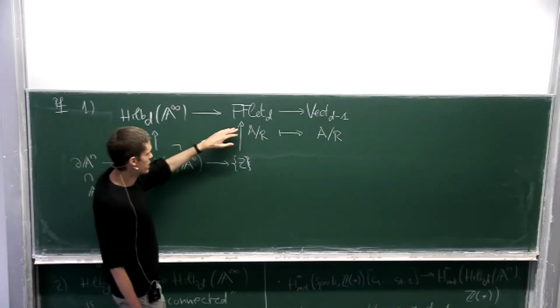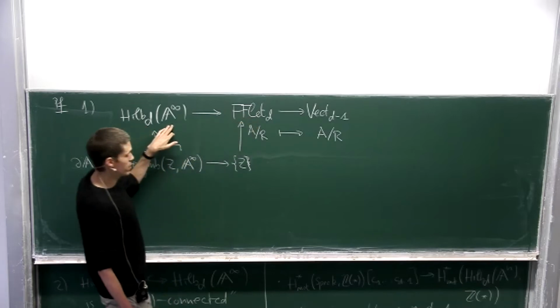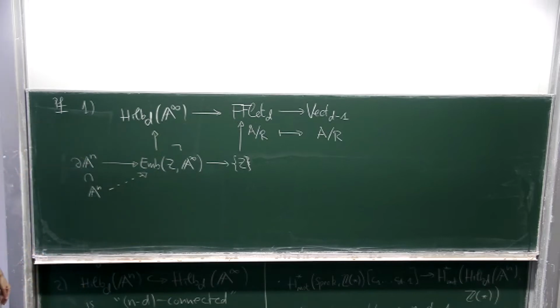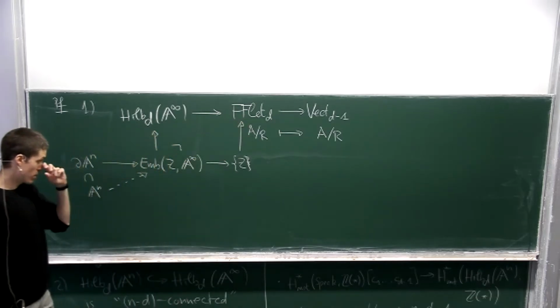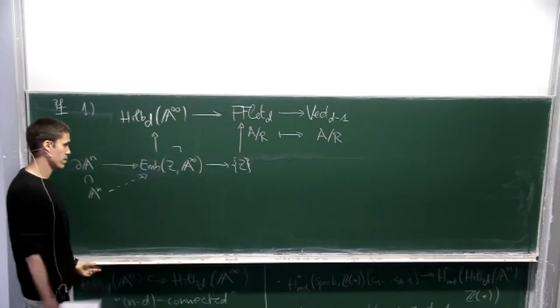So for example, if you look at some substack of this stack here, this corresponding subscheme of the Hilbert scheme, then the map will still be an A1 equivalence. So later on, for example, I'm going to talk about the substack here of local complete intersections. So you can also use this argument.